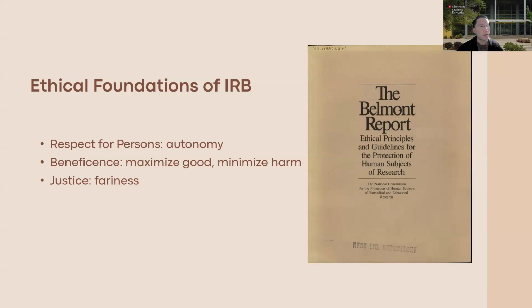The second principle is the beneficence principle. It means maximizing good and minimizing harm. So the key words here are maximizing and minimizing. If you imagine that good and harm are on the two sides of a scale, then the good should always be the heavier one. It should always outweigh the harm. Researchers are ethically obliged to maximize potential benefits and minimize potential harms. And these harms could be psychological, social, or physical.